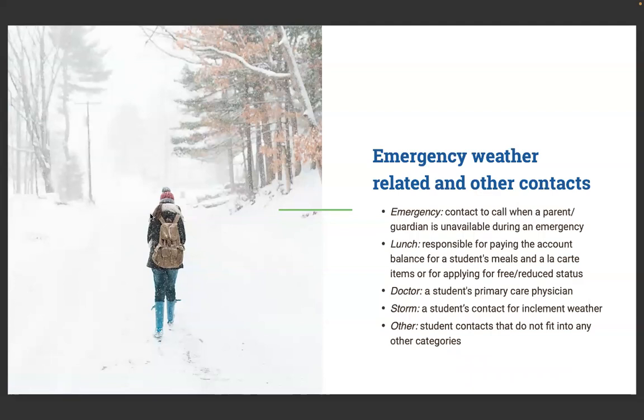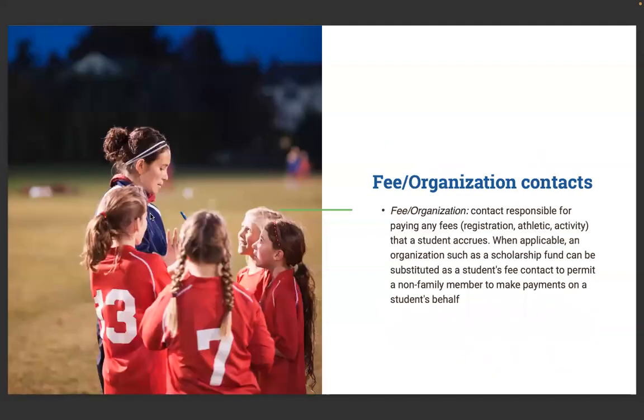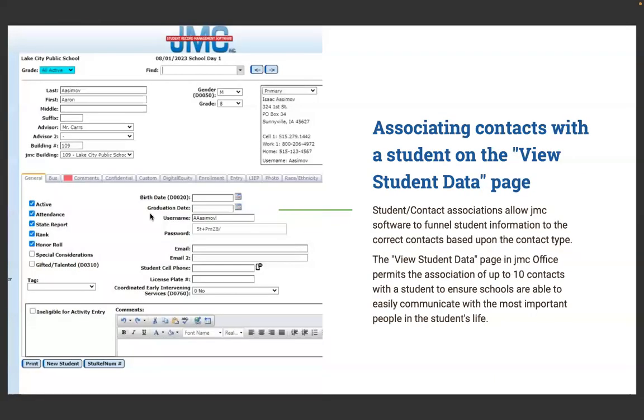A doctor, you can add a student's primary care physician. Storm contact is a contact for inclement weather situations, or a contact that can be defined as other is any other contact that you want associated with a student that does not fit into a specific category. Fee organizational contact, if you have an outside organization or a person that's going to be handling student fees, you've got the ability to create that type of contact as well.